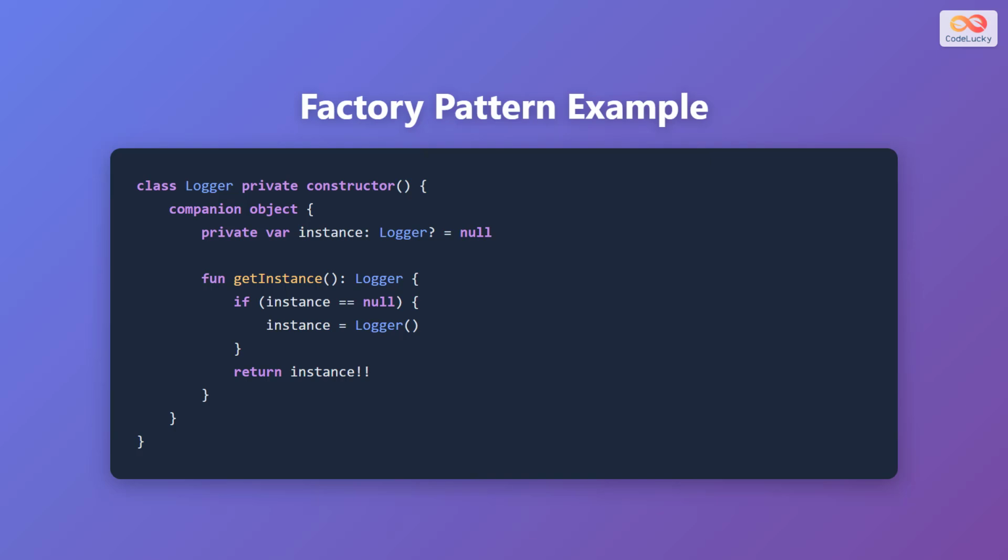Here's a practical example, implementing the Singleton pattern. The Logger class has a private constructor, so it can't be instantiated directly. The companion object manages a single instance and provides a getInstance function. This ensures only one Logger instance exists throughout the application. This is a common use case for companion objects in real-world Kotlin development.